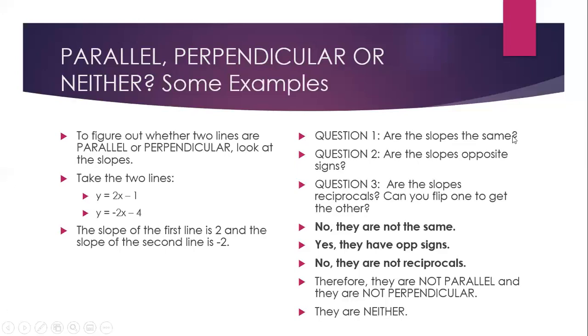So let me walk back through this. First question, are the slopes the same? No, one is 2 and one is -2. Number 2, are the slopes opposite signs? Yes, one's positive and one's negative. Question number 3, are the slopes reciprocals? No, they are not. One is 2, the other is -2. The reciprocal of 2 is 1/2. So they're not reciprocals. That means they're not perpendicular, they're not parallel. They're neither.